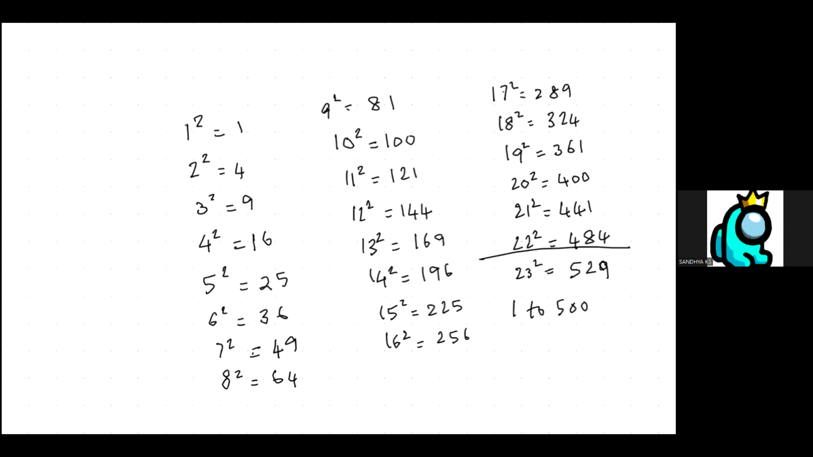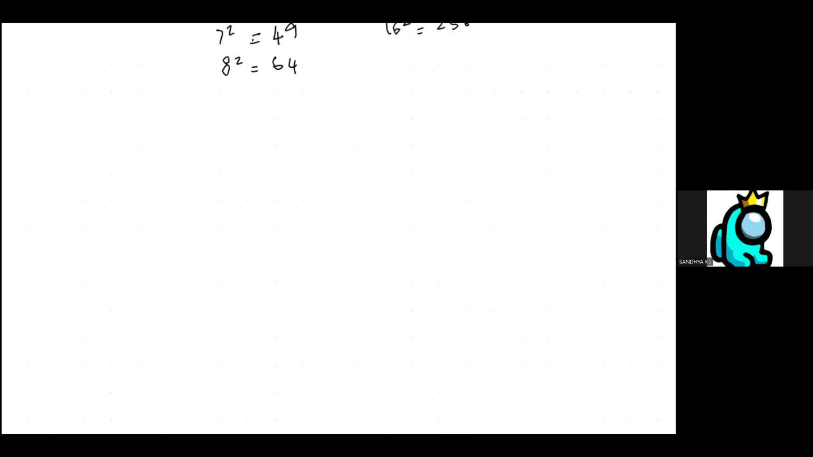If you know that, finding the square root and all will become easy. Otherwise, we can do it in a simple method. For example, if the question is 21 multiplied by 21, how can you do it in one step? First multiply ones place into ones place, that is 1 into 1, 1. Then cross multiply and add, that is 1 into 2, that is 2, plus 2 into 1, 2.